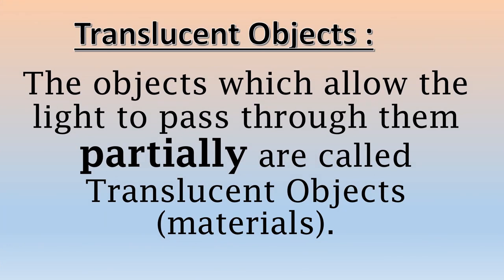The second category of objects are known as translucent objects. The objects which allow the light to pass through them partially are called translucent objects or translucent materials. Here, the word partially means not completely.